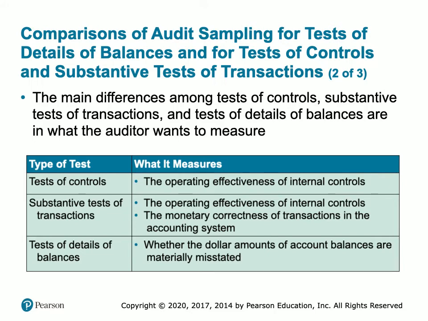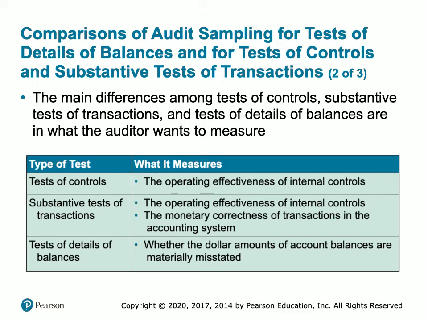The difference is when you're testing controls, you're testing the operating effectiveness of the controls. When you're testing transactions, you're testing internal controls over those transactions, but you're also testing the monetary amount of the transactions. The test of balances are actual account balances as of the date that you're testing to see if they're materially misstated or not. So there's a definitely different objective than based on tested controls, and slightly different than based on tested transactions.